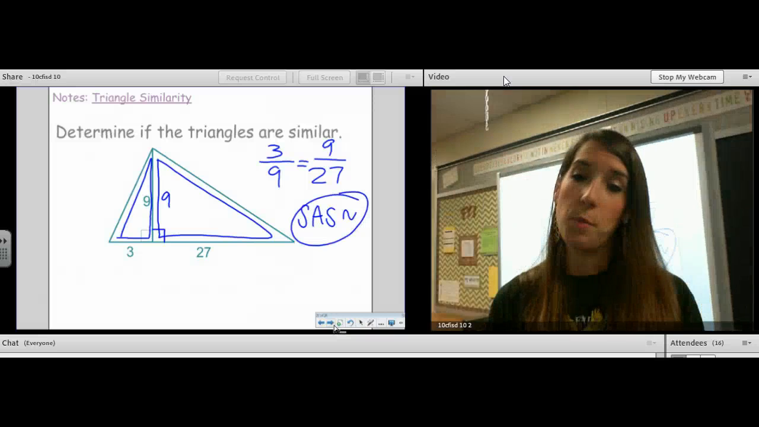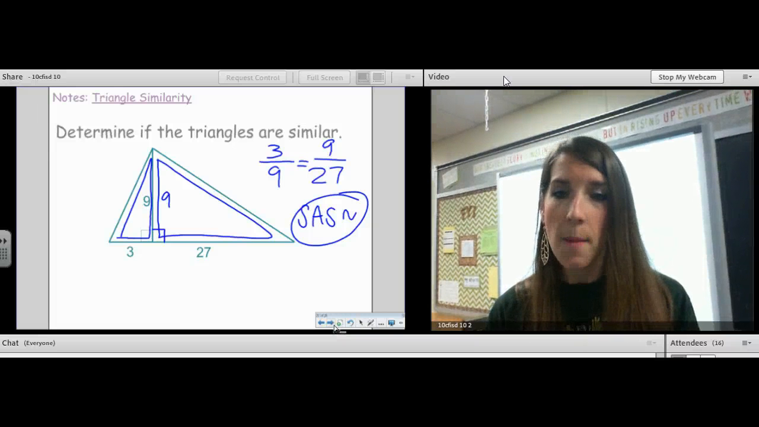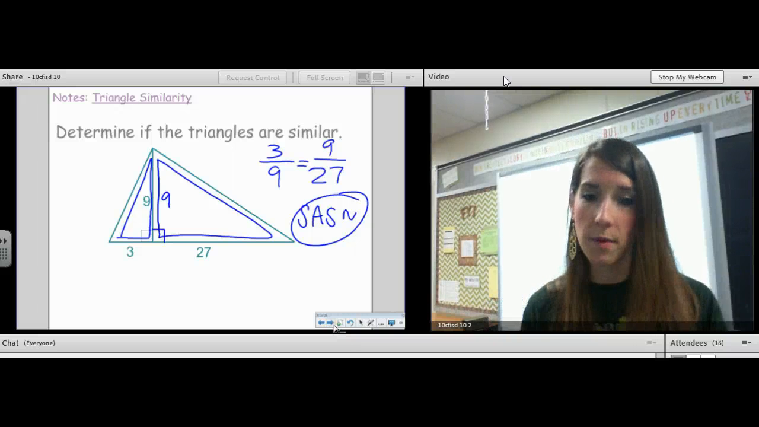You could also do Pythagorean theorem if you really wanted to, and then you could do side side side squiggly. But I don't like you to do extra work when the answer is already there, so I would not recommend that one.